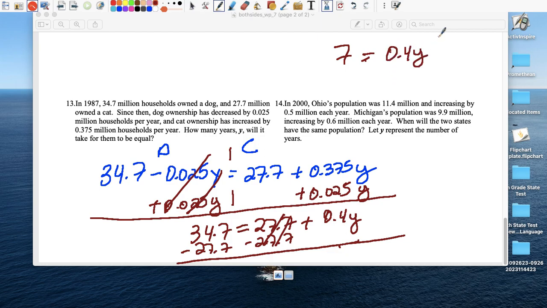So now I'm going to divide 7 by 0.4. Divide this by 0.4, divide this by 0.4. The number of years it's going to take to have the same amount of dogs and cats is going to be 17.5.